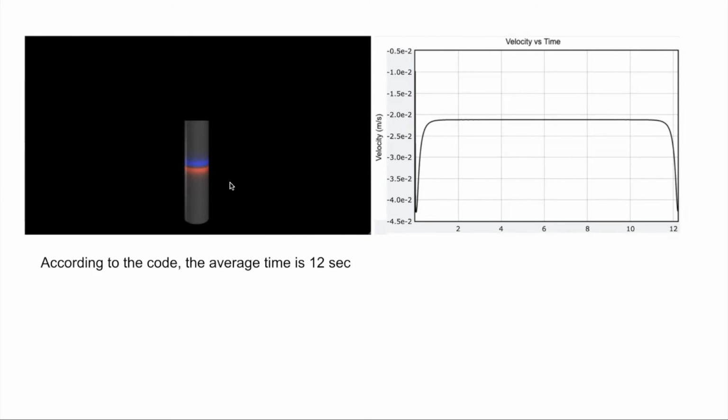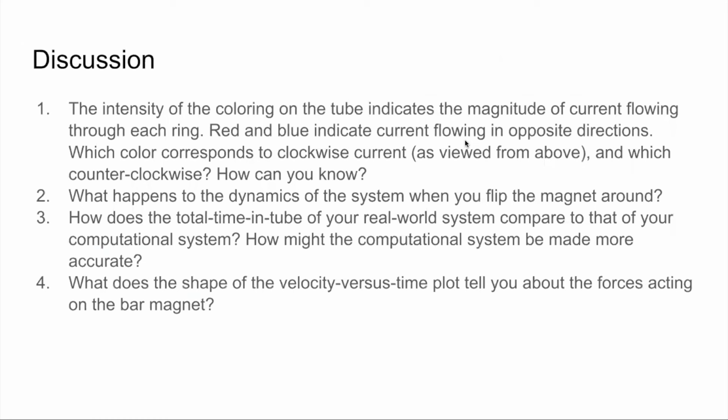This is when the magnets were dropping down the tube. According to the code, the average time is about 12 seconds. Basically, we got a graph that looks like this. It will have a really flat section in the middle.